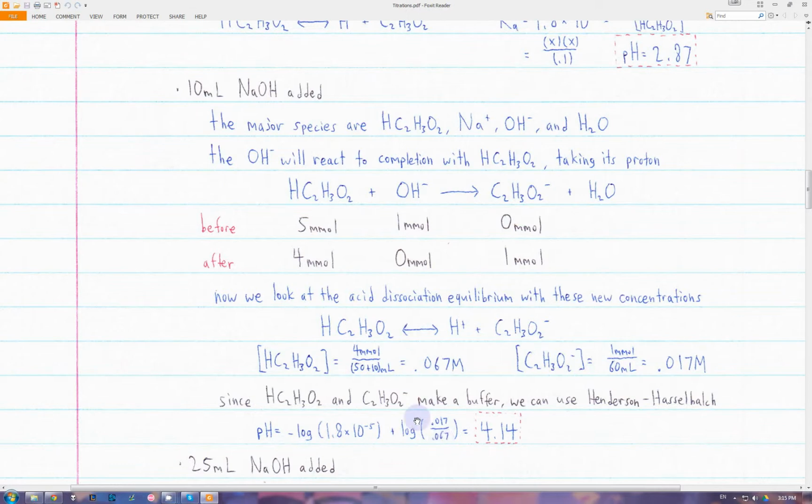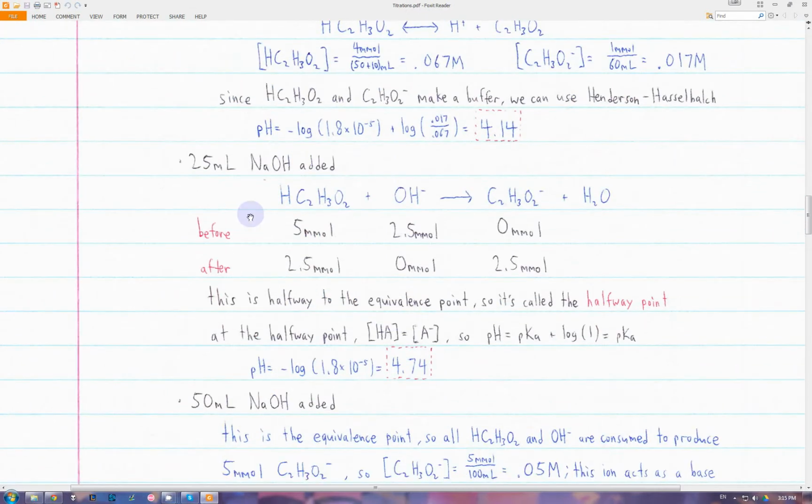So next is 25 milliliters of sodium hydroxide added. After the stoichiometry problem, we find that all the hydroxide is used up, and then we have the same amount of acetate ion and acetic acid, 2.5 millimoles. So this is called the halfway point, since it's exactly halfway to the equivalence point, the equivalence point being when we have 5 millimoles of hydroxide ion.